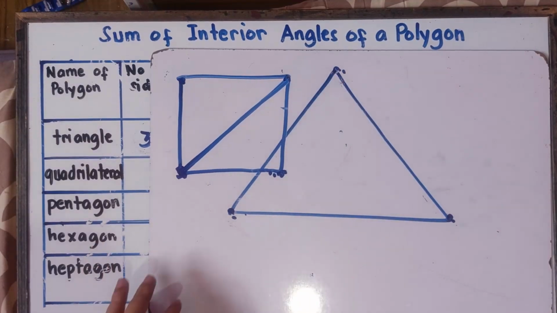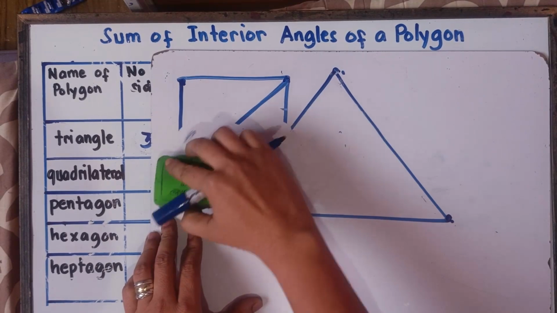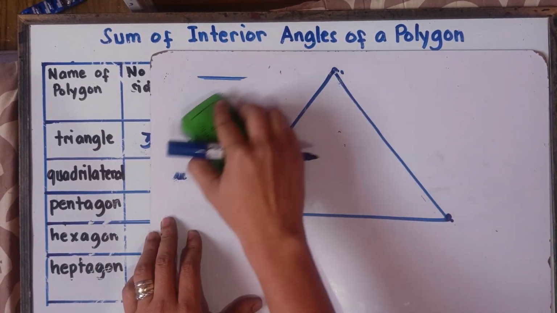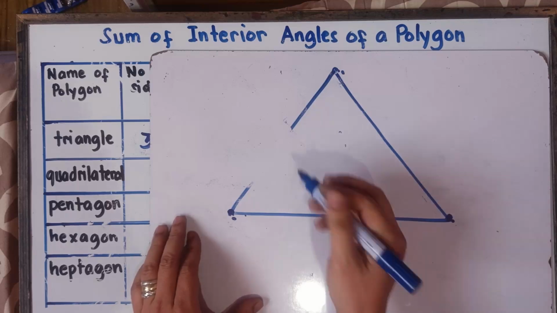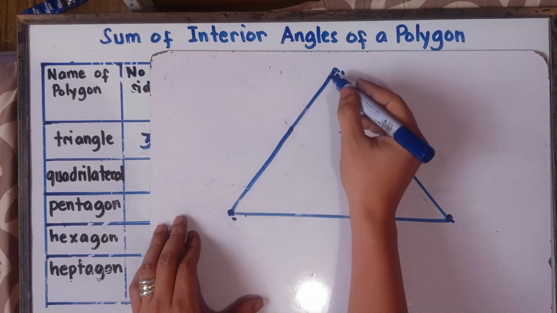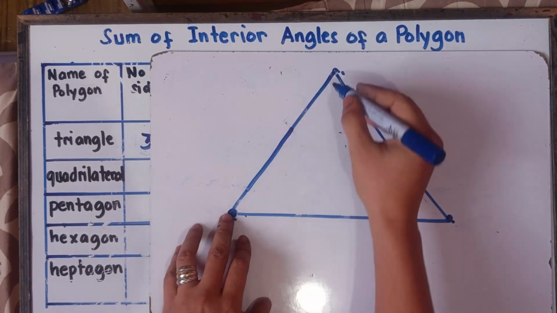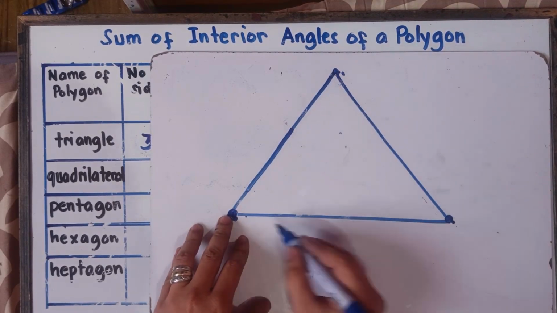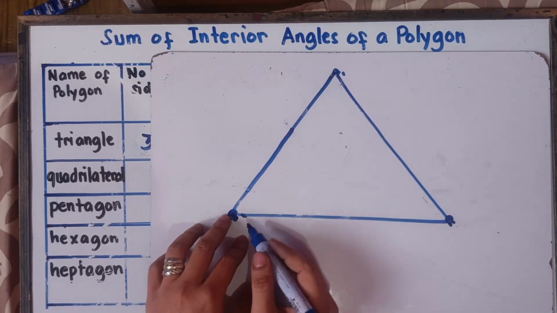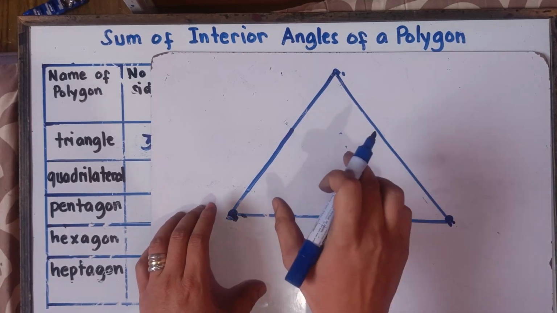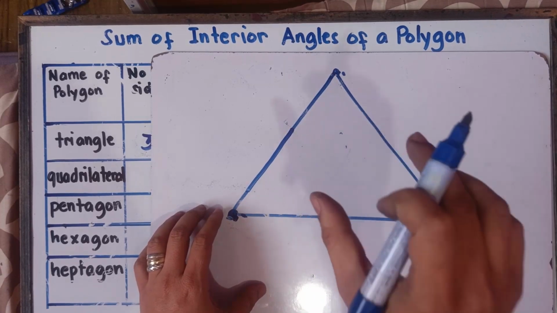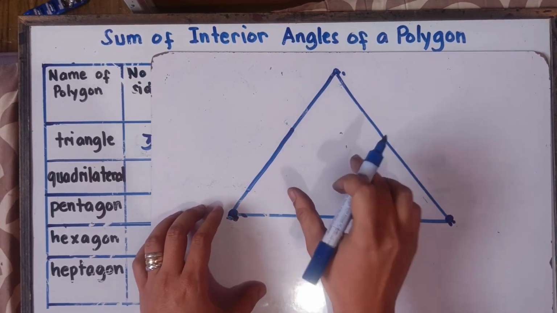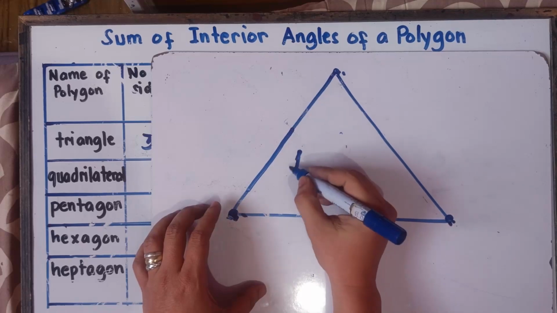But in a triangle, class, we cannot draw a diagonal. I hope you get that one. In a triangle, we cannot draw a diagonal because if this is our vertex, this point right here is next to each other. If this is our vertex, this point right here is next to each other. Therefore, we cannot draw a diagonal in this given triangle. So there's only one triangle.